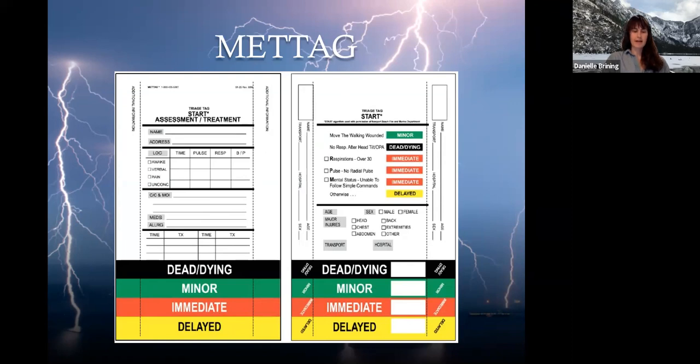Most triage tags have the START triage algorithm on them, so they can help you if you're kind of stressed in this scenario and can't remember all those steps we just talked about. So this one has that RPM there that helps with designating where they are.